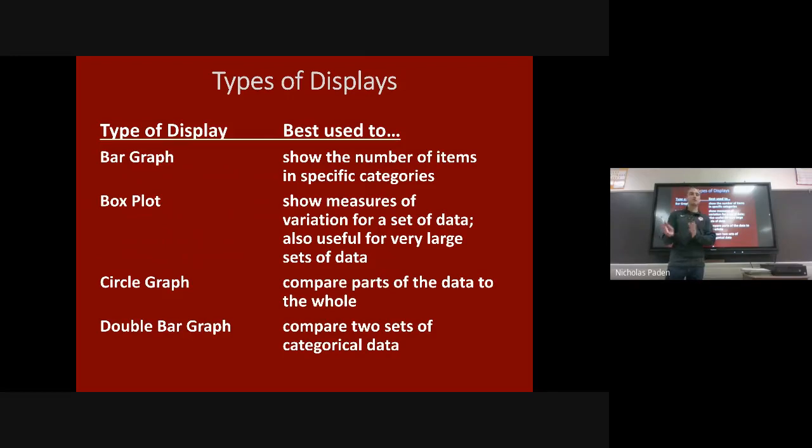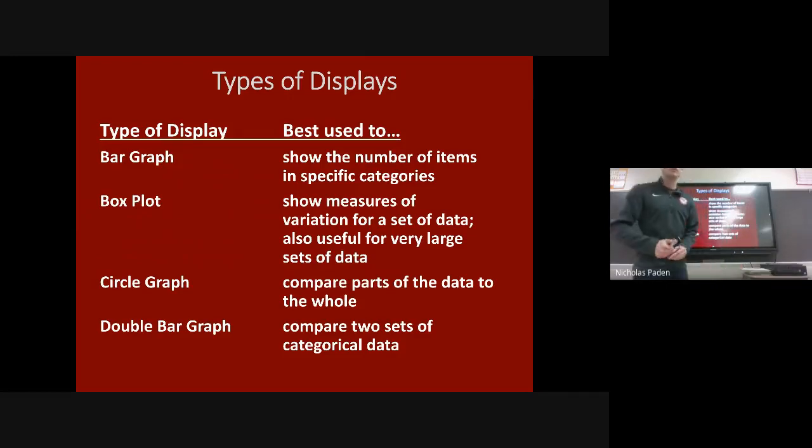A box plot, we talked about box plots earlier this week. It shows the measures of variation. So basically it's, how spread out is it? Are the numbers really far apart? Remember, that means if it's a really wide box. Are they close together? It'd be a narrow box. It's also useful for very large sets of data because then we don't have to show every single number.